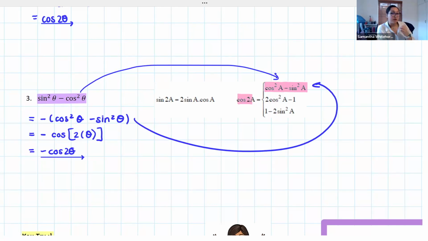You've had to do that manipulation in order to get the expression to where you need it to be, to apply your identity. That negative is important.